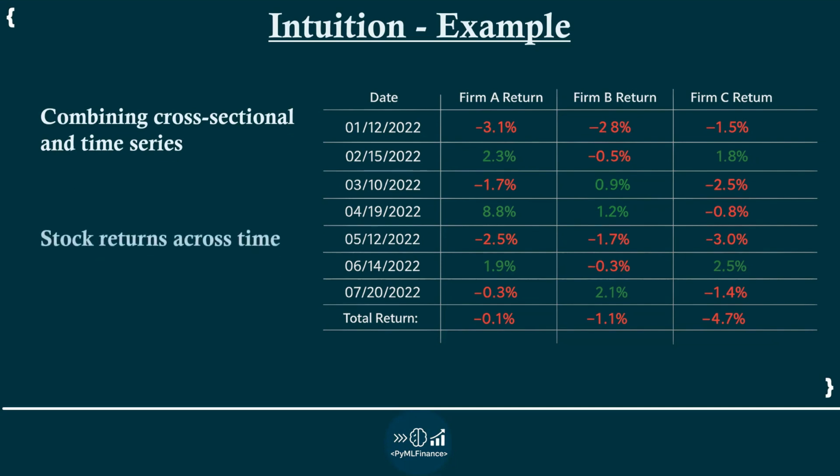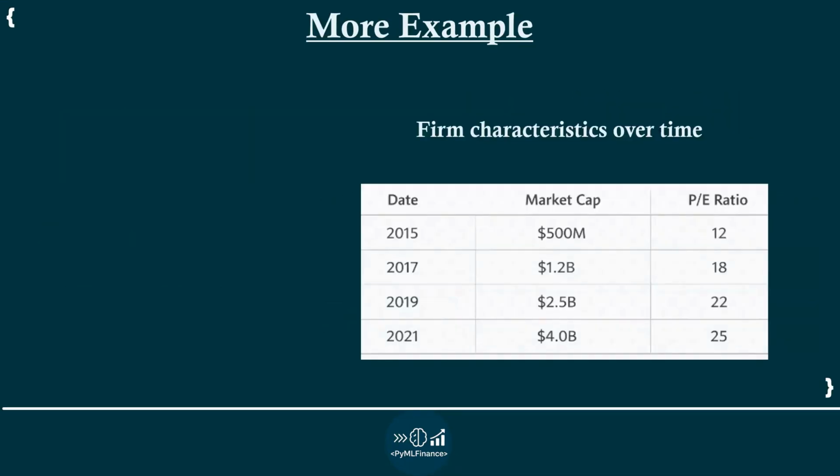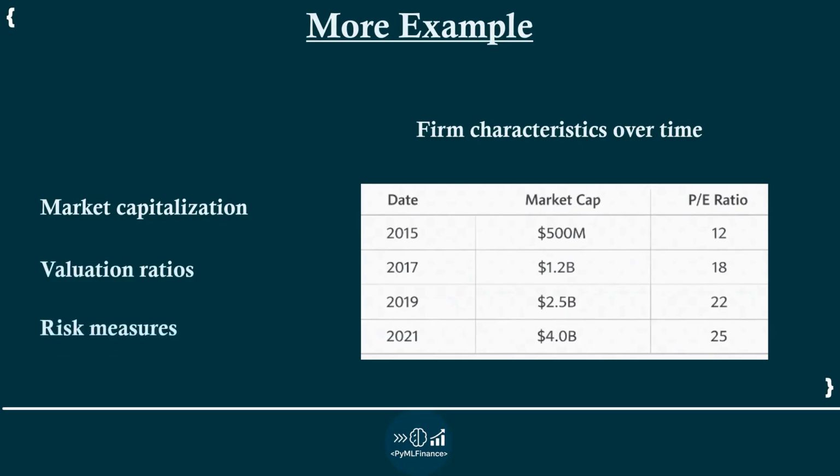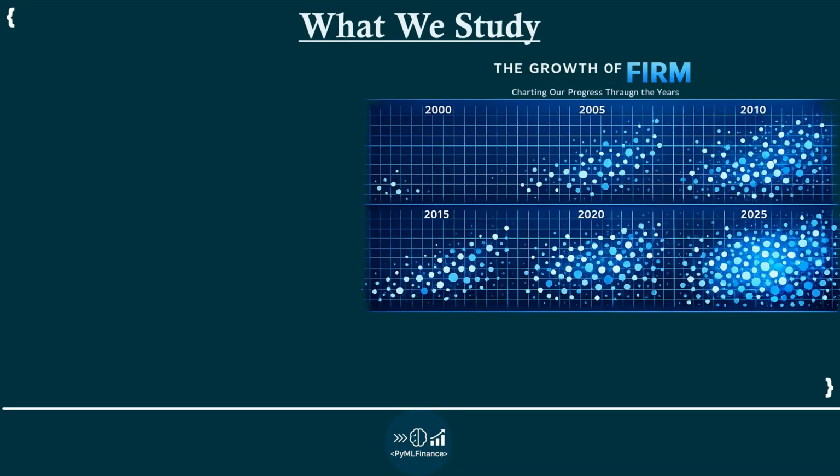For example, we can track returns of multiple stocks across time. Each stock has a return every day. So we build a data set where each row represents time and columns represent firms. This is panel data. We can also track firm characteristics over time. For example, market capitalization, valuation ratios, risk measures. These change over time for each firm. Again, this creates a panel data.